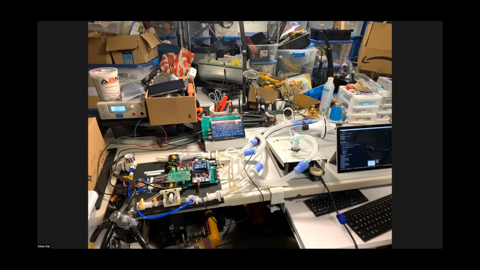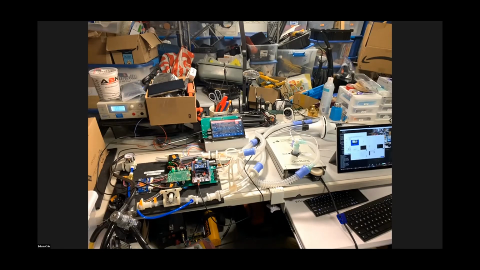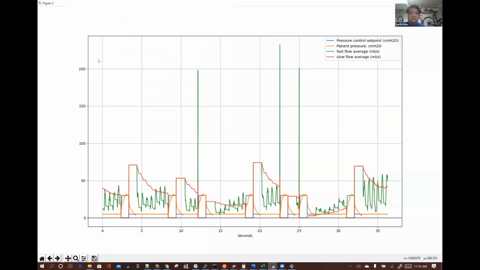So what I'll do now is I'm going to unpin this video and we'll switch to screen share so that I can show the data while Justin walks us through how it works and what the ventilator is doing. Okay, Justin, the data is yours.